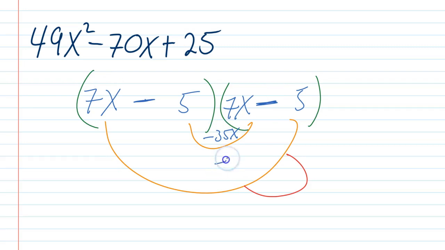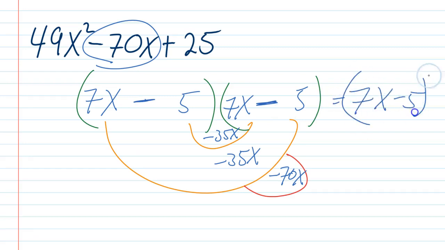7 times negative 5 is negative 35x. Negative 35 gives me negative 70x. I check the middle term, negative 70x, and then again we notice that the two pieces are identical. So we go ahead and rewrite them with the perfect square.